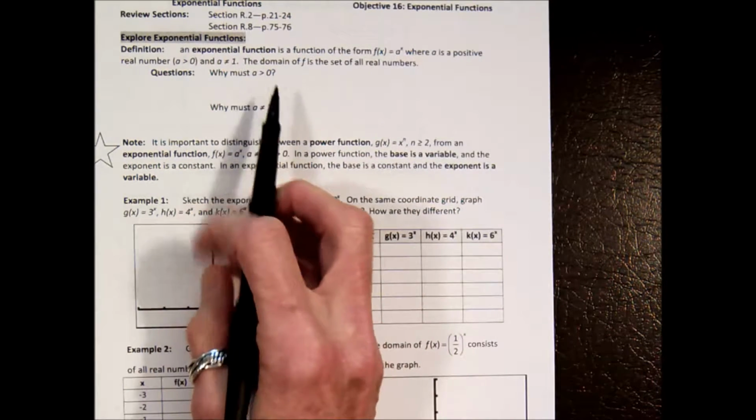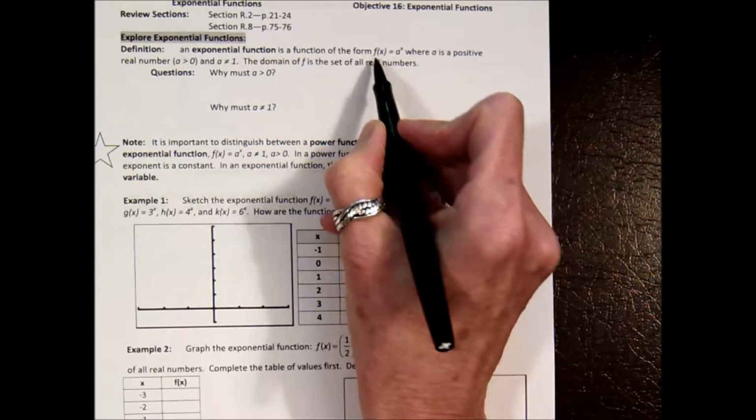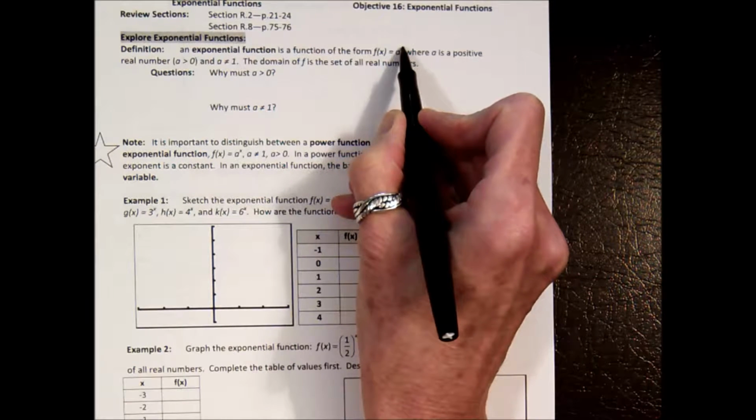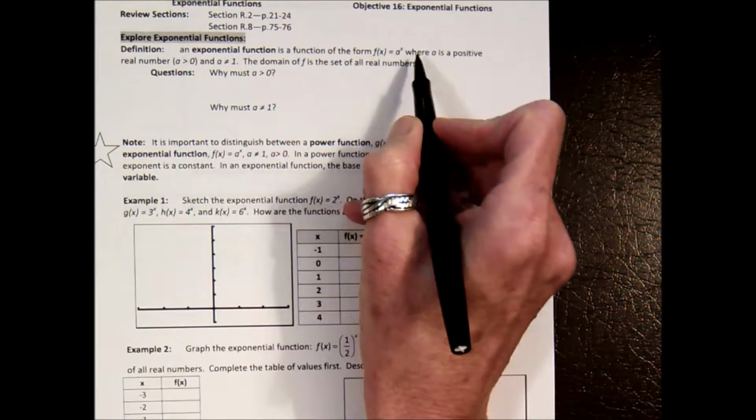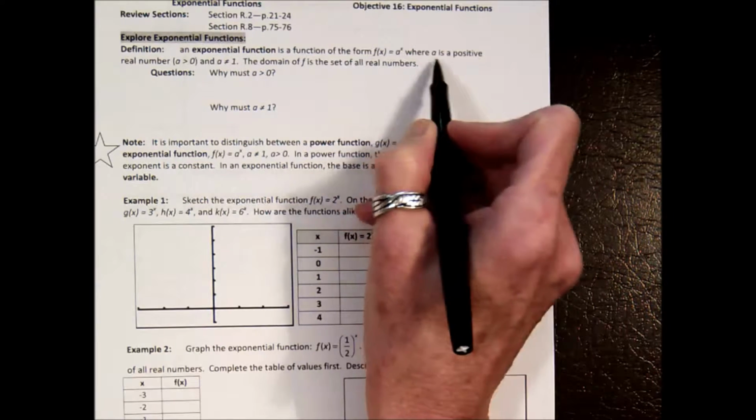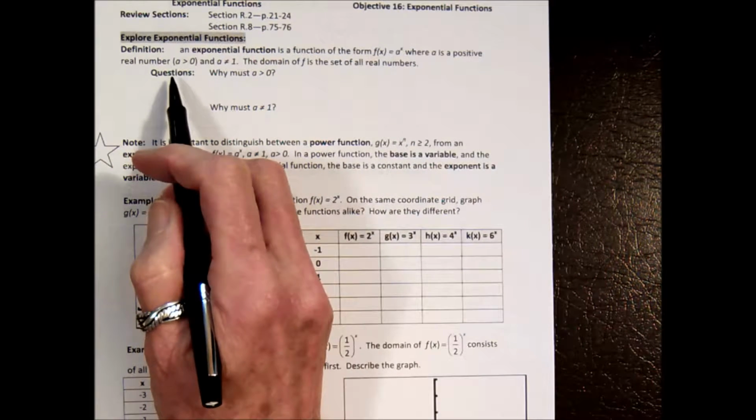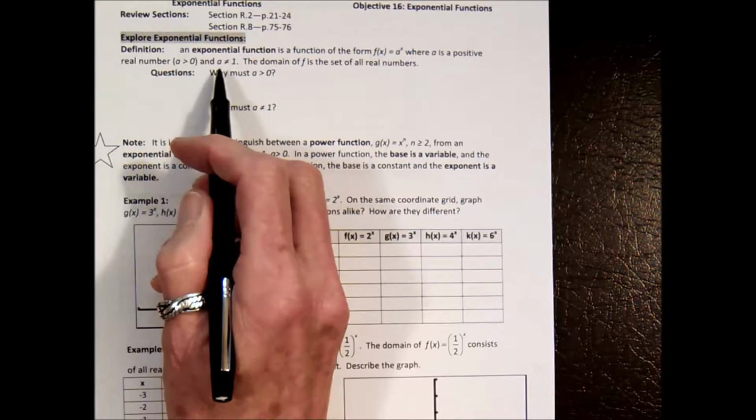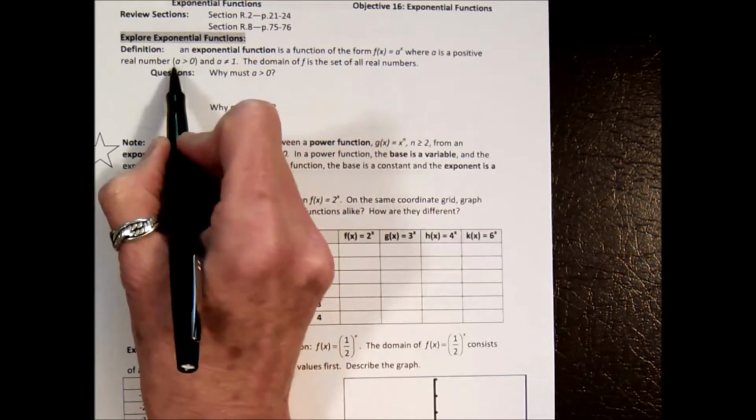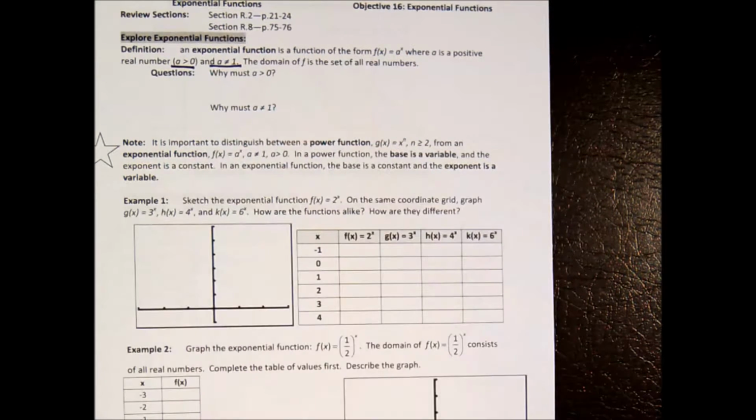So let's look at the top where we're going to define an exponential function. It says an exponential function is the function of the form f of x equals a to the x, where x is the exponent and a is a positive real number greater than 0 and not equal to 1. Now we're going to talk about these two parameters or defining pieces of a. The domain of f is the set of all real numbers.